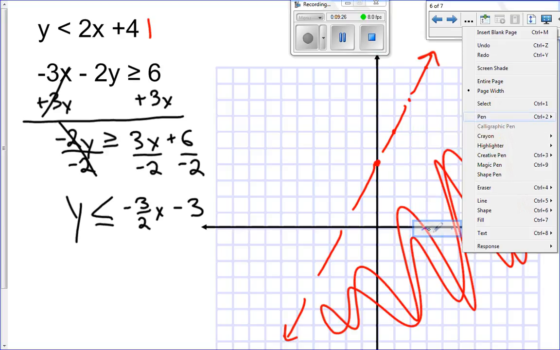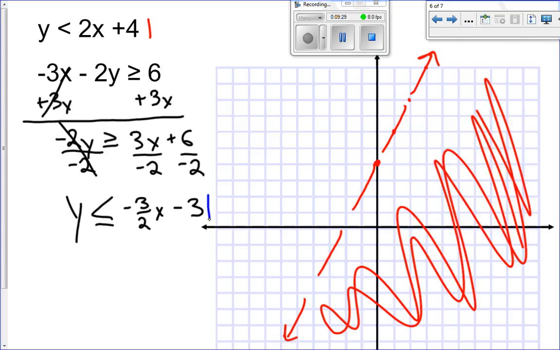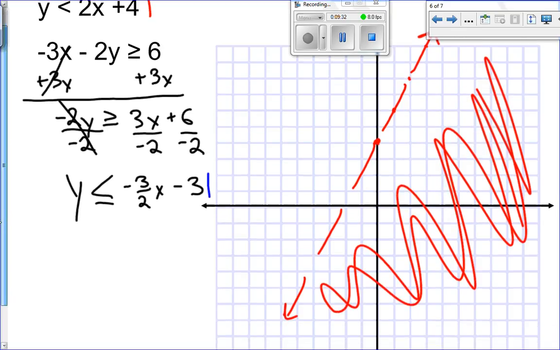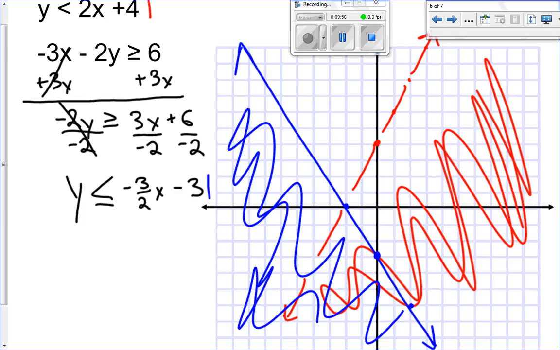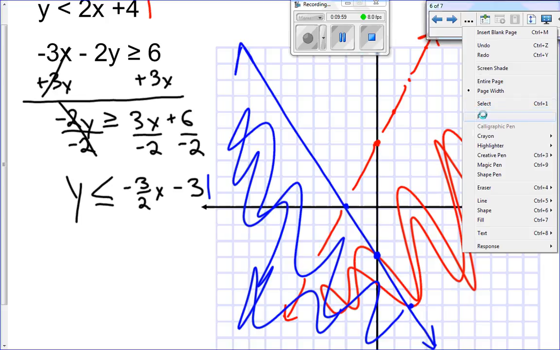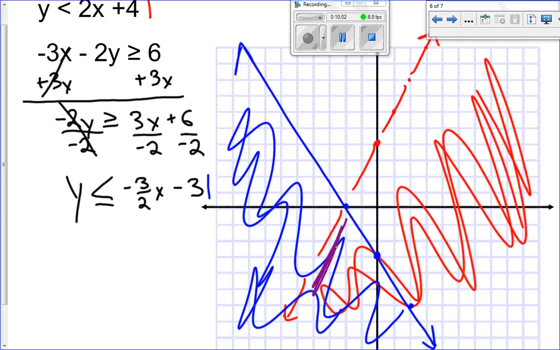And then my other equation is y is less than or equal to negative 2/3 x minus 3. So if I graph that, here's minus 3, and the slope is negative 3 halves. And since it's less than or equal to, it's a solid line. And it's everything below that. So the area that they're overlapping is right here.